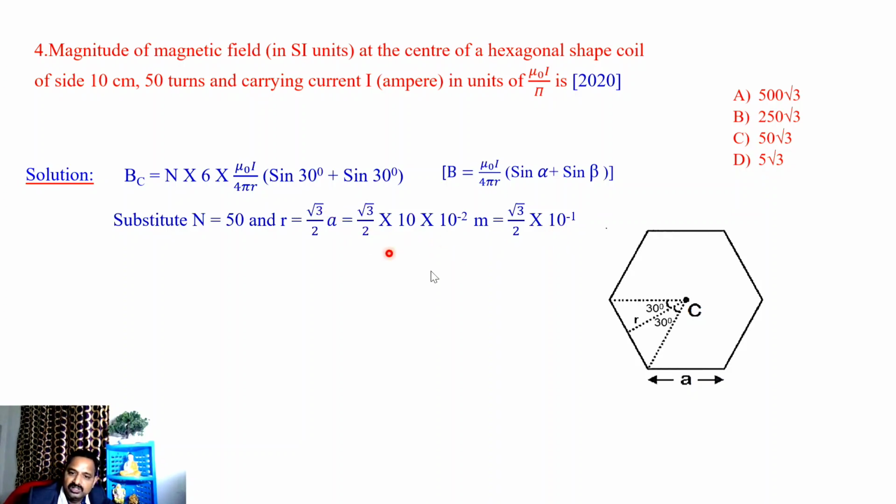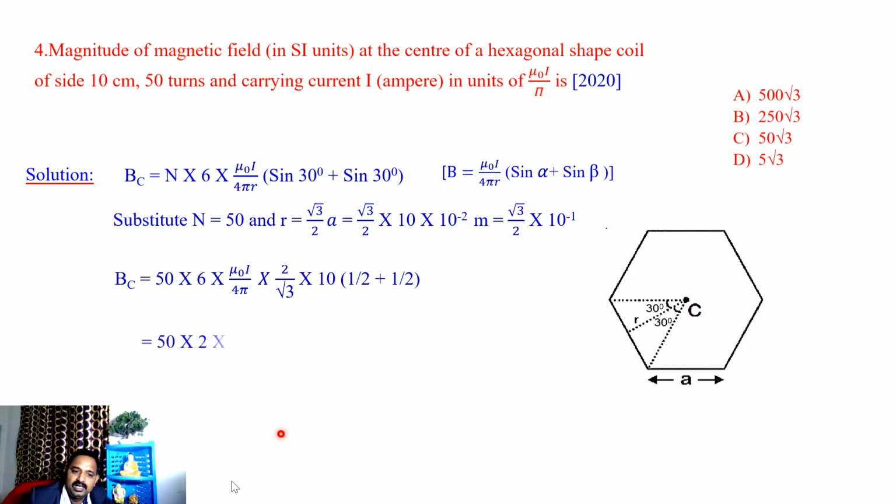Now I will substitute all this in the above equation. Then what will I get? Sin 30 means, you know, 1 by 2. I will substitute that here. So here I will get 50 into 6, mu naught I by 4 pi. In place of R, I have to substitute root 3 by 2 into 10 power minus 1, which is in the denominator, and its reciprocal will be 2 by root 3 into 10, my dear student. Then in the bracket, sin 30 means 1 by 2, this sin 30 also 1 by 2. So my dear student, 1 by 2 plus 1 by 2, we will get 1.